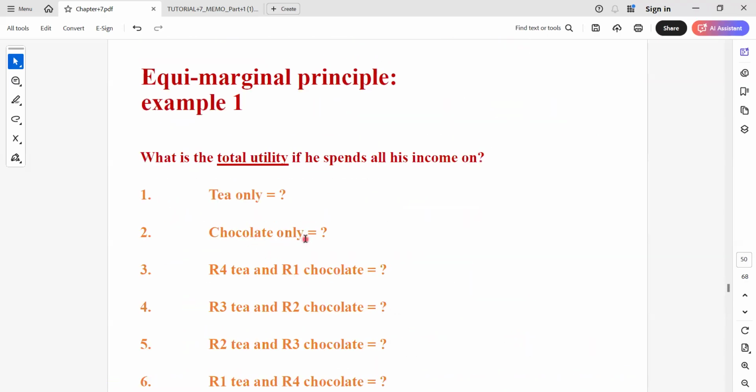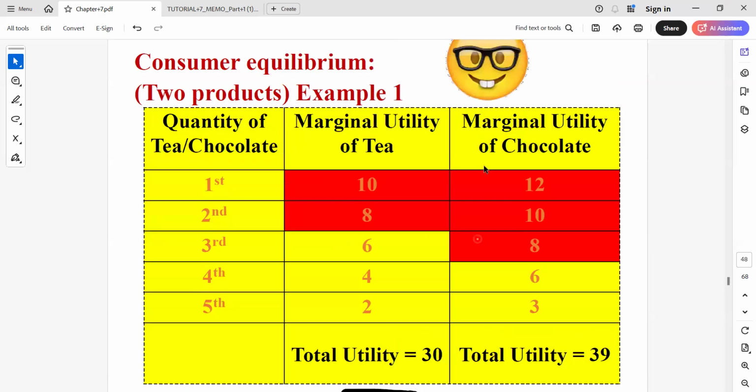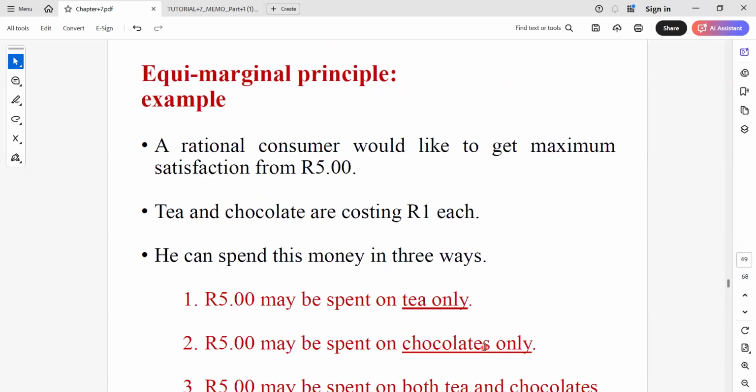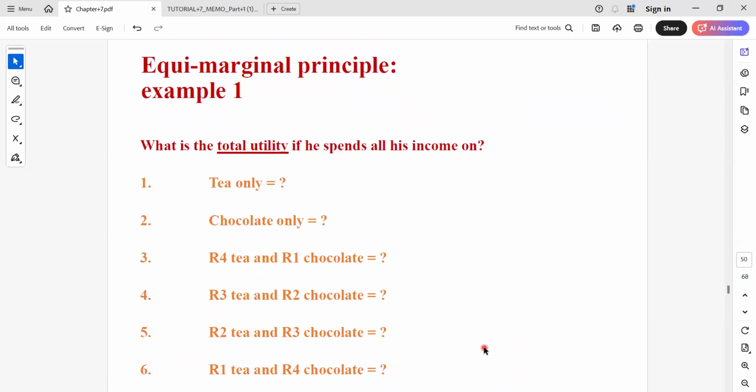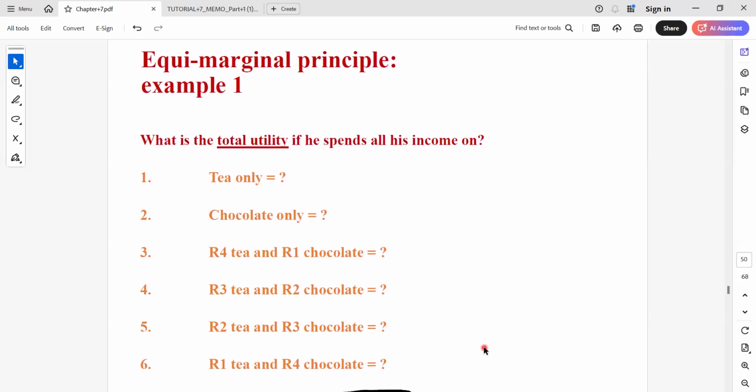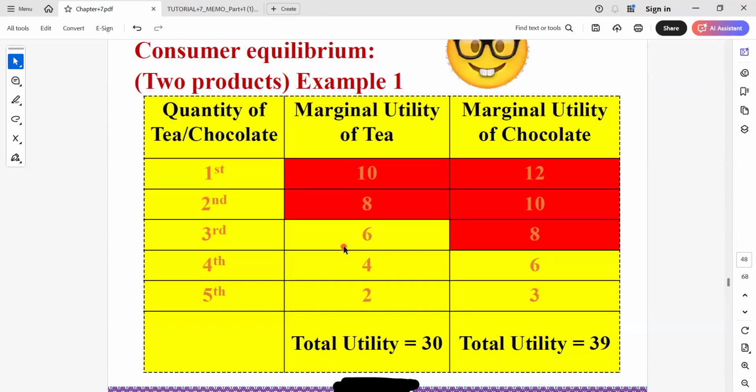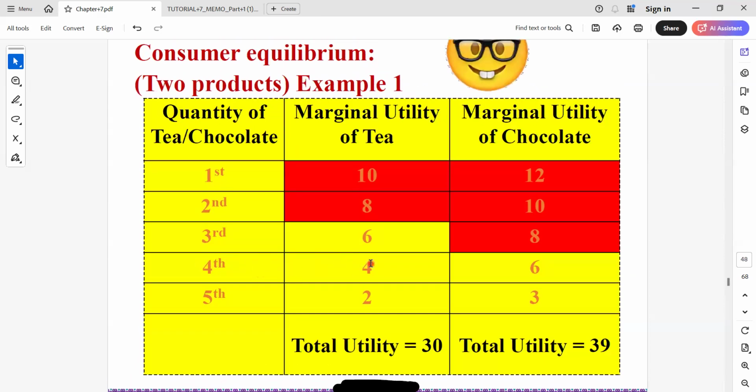Then if you spend on chocolates only, it's going to be 39. You add all of this. I need to get to the interesting calculations. They say here, what is the total utility if he spends all his income on 4 tea and 2 chocolates? Oh, this one is very important. So 4 tea and 2 chocolates. So let's go here.